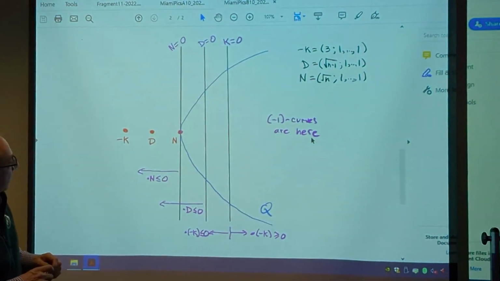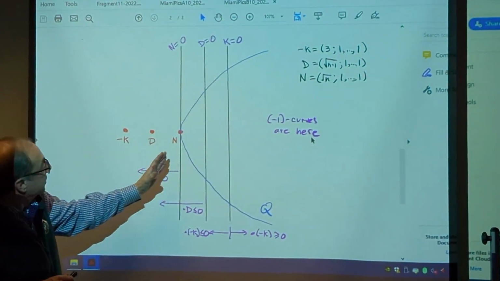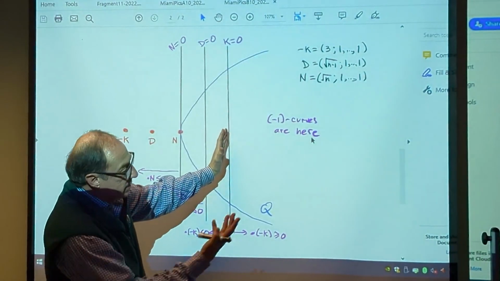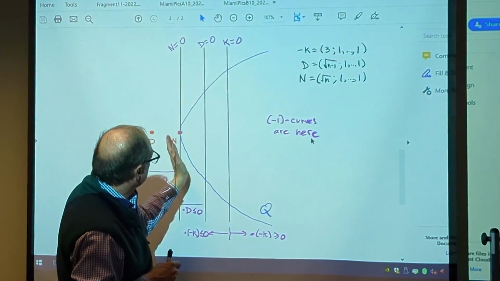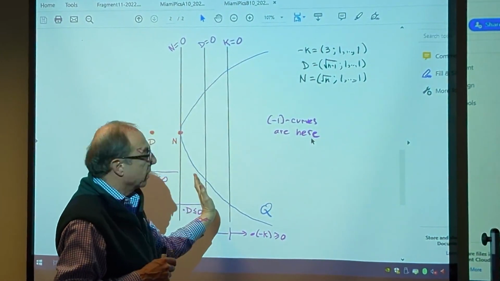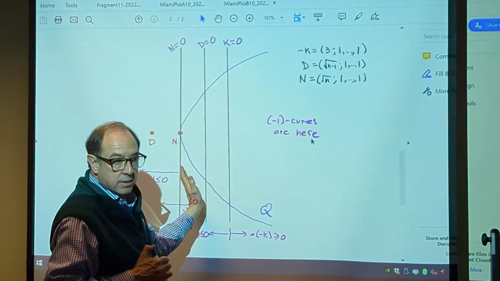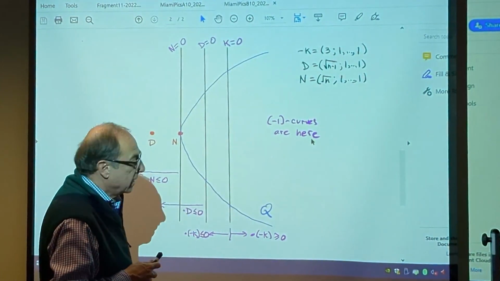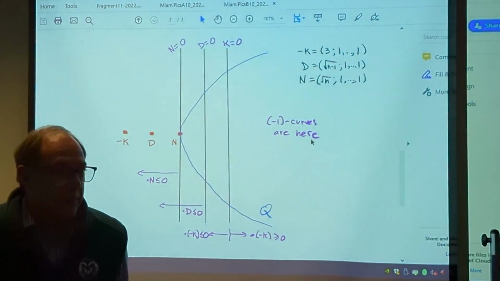And so here's k equals 0, so maybe this is sort of inverted from that. The minus 1 curves are over here. This part is the part we're trying to understand, whether it's round or not. We've got now more evidence that it's round, basically. And that's probably enough for the hour.